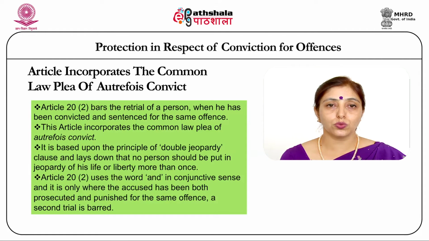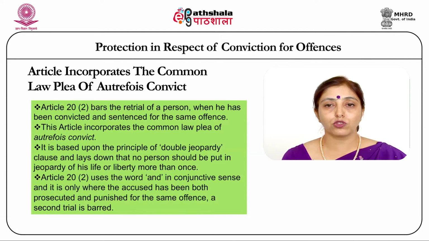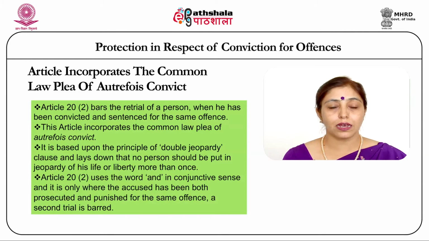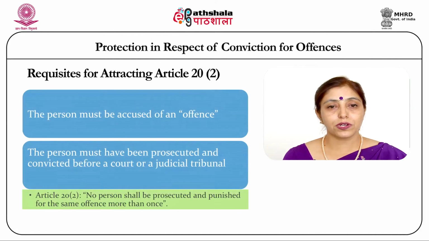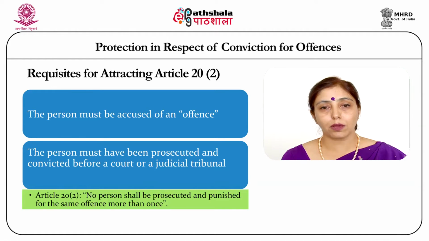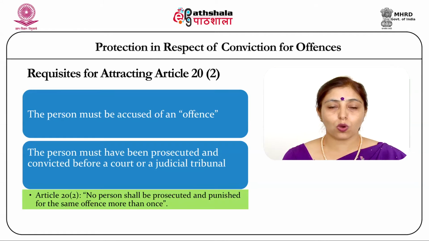Article 20, Clause 2 is based upon the principle of the double jeopardy clause and lays down that no person should be put in jeopardy of his life or liberty more than once. Article 20, Clause 2 uses the word and in a conjunctive sense, and it is only where the accused has been both prosecuted and punished for the same offence that a second trial is barred. In order to attract this article, it is required that, number 1, the person should be accused of an offence, and number 2, that he should have been prosecuted and convicted before a court or a judicial tribunal.